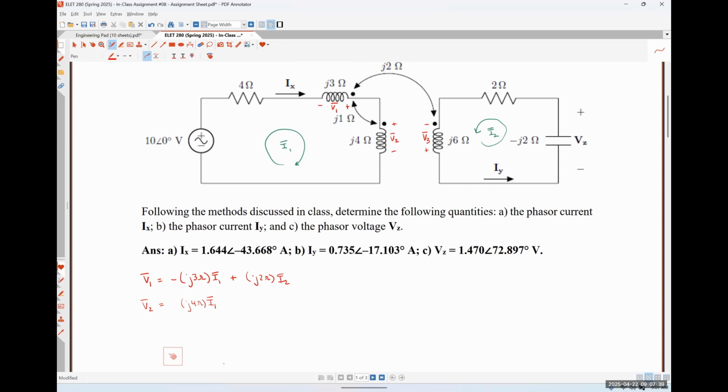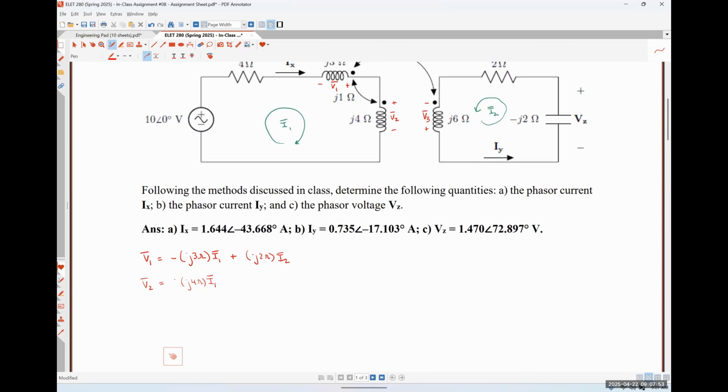the positive polarity terminal of V2 is at the dotted terminal of the j4 ohm inductor, and that current I1 is flowing into the dot. So you're 100% correct. That one should get a plus sign. I'm literally going to put a plus out here just to remind me that it gets a plus sign.